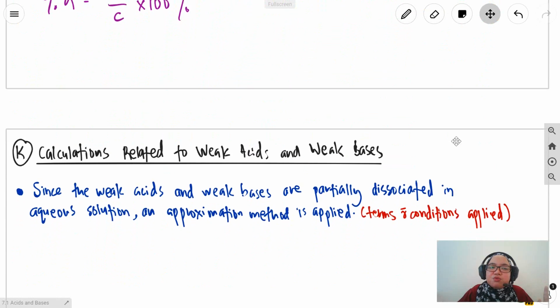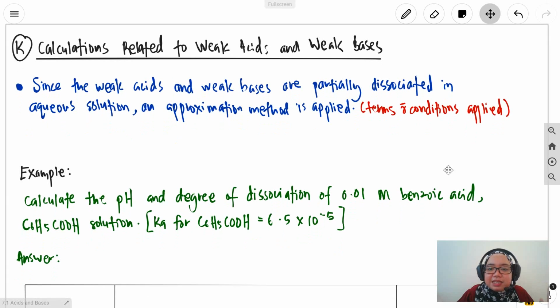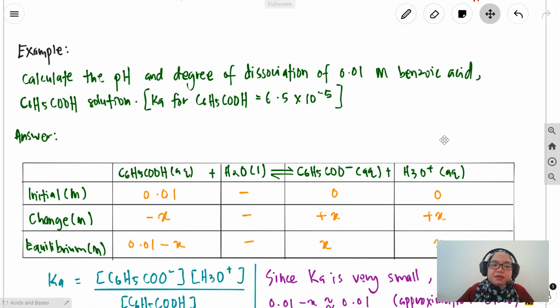So, now we are going to move on to the last part. Okay, this is the most important part because questions often ask you this kind of question. So, calculation related to weak acid and weak bases. Since the weak acid and weak bases are partially dissociated in aqueous solution, an approximation method is applied. So, terms and conditions apply. Let's look at this example. Calculate the pH and degree of dissociation of 0.01 molar benzoic acid.